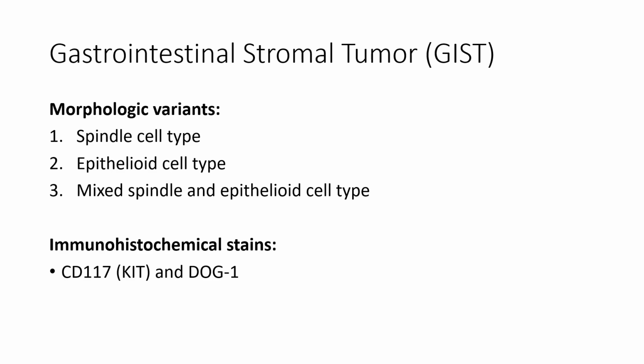GISTs can have a variety of morphologic appearances. They can be either spindle cell, which means the cells are thin and elongated, or the cells can be epithelioid, which means they are plumper cells, polygonal in shape, and they have more cytoplasm, thus resembling epithelial cells, hence the name epithelioid. But they are not epithelial cells. As we said, they are mesenchymal cells. Or the tumor can consist of a mixture of spindle cells and epithelioid cells. By immunohistochemistry, those tumors are positive for CD117 or KIT and DOG1.